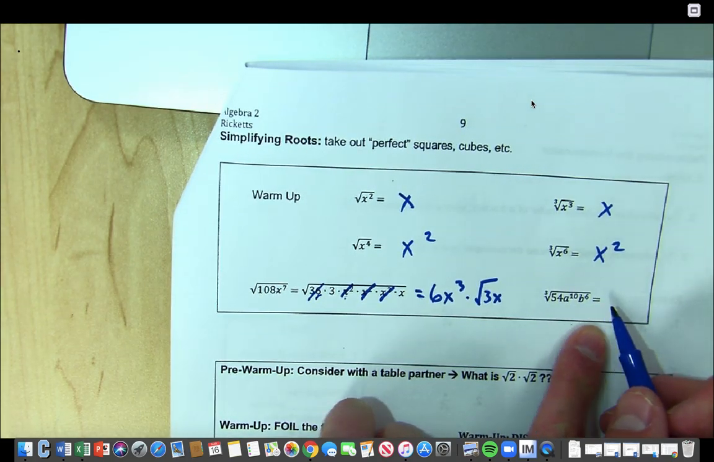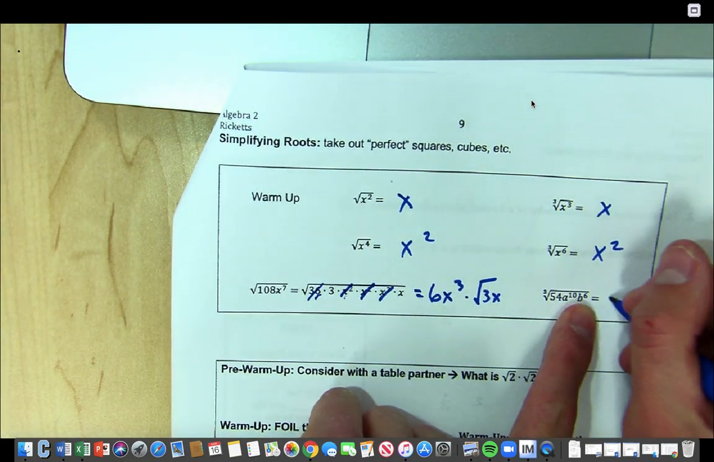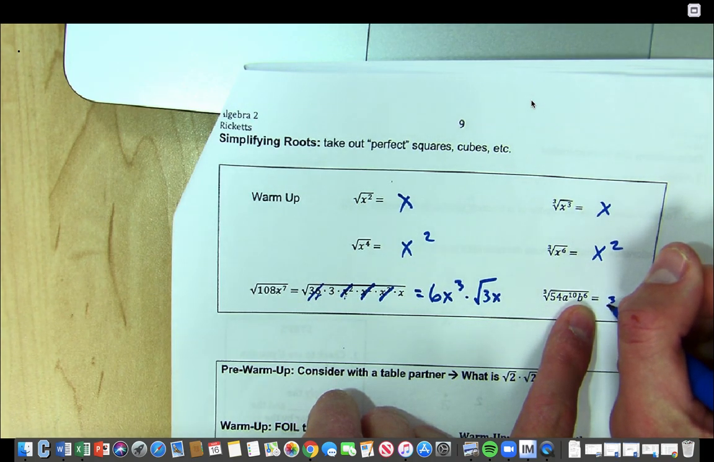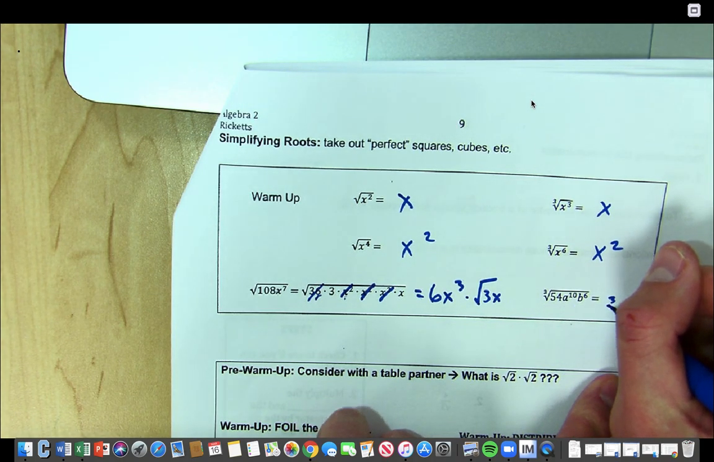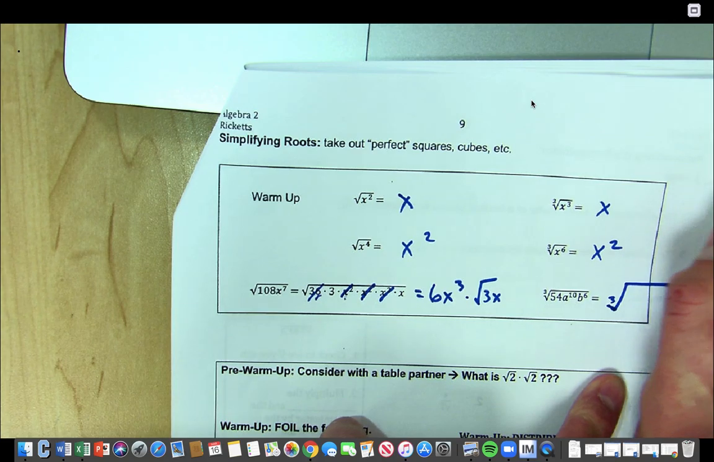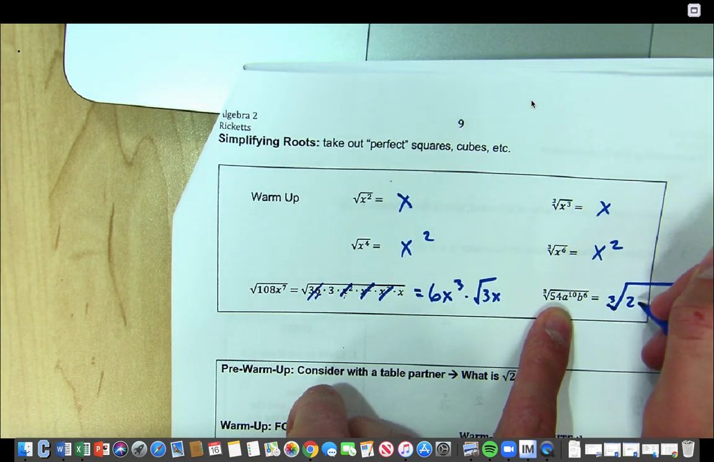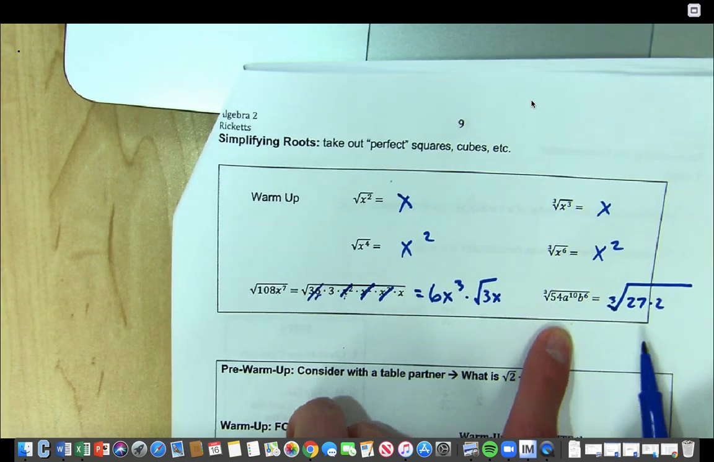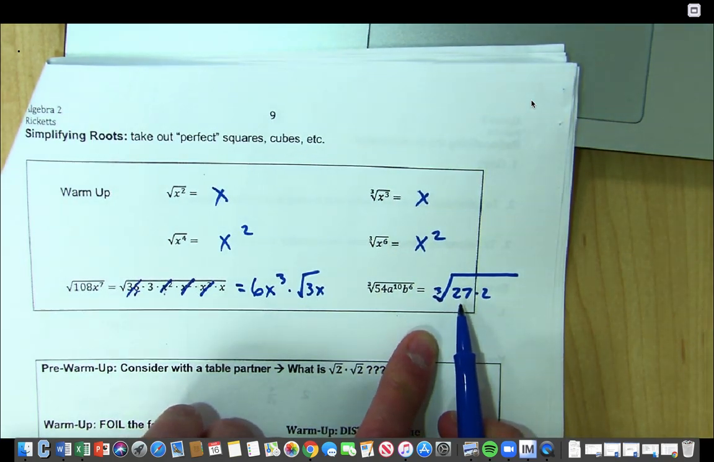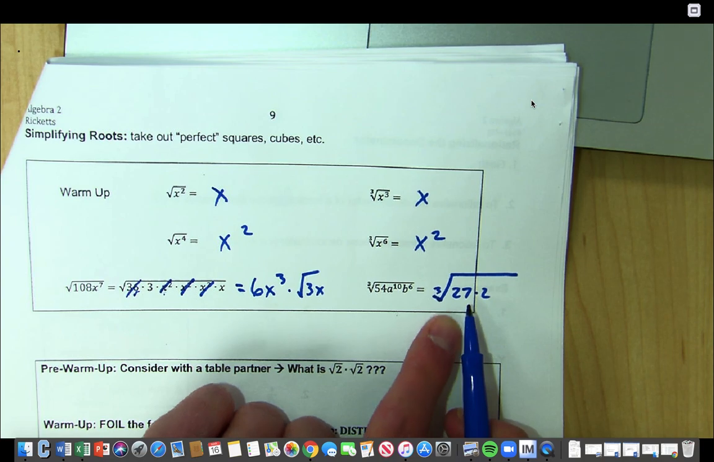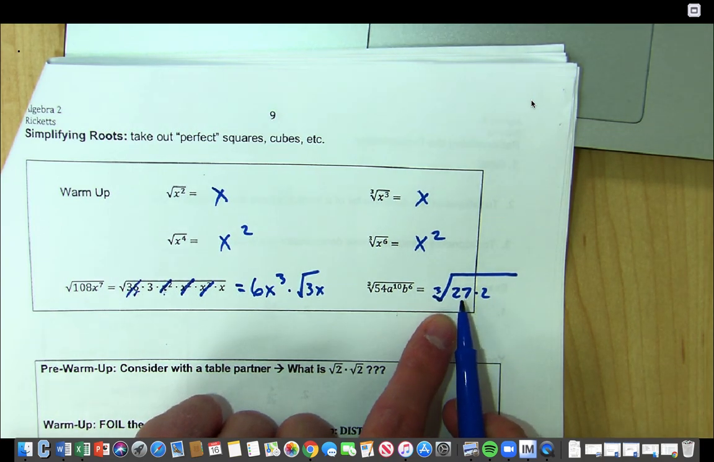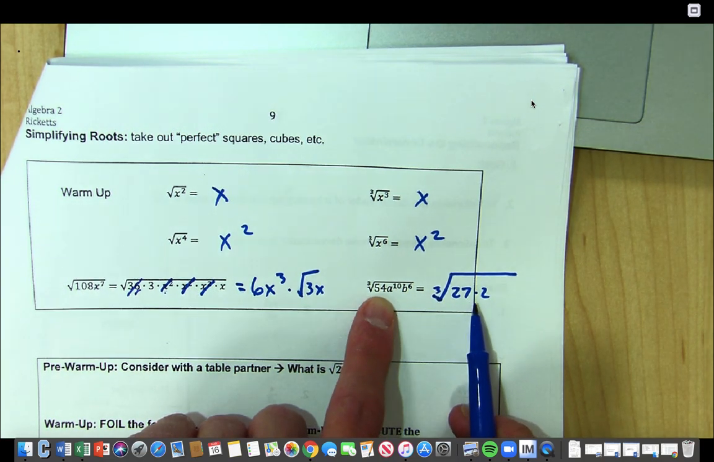So using similar logic here, we're going to look for perfect cubes. Is there any perfect cube in 54? There are 27. So since 27 is a perfect cube, you pull that out, and 27 times 2 gets you the 54.